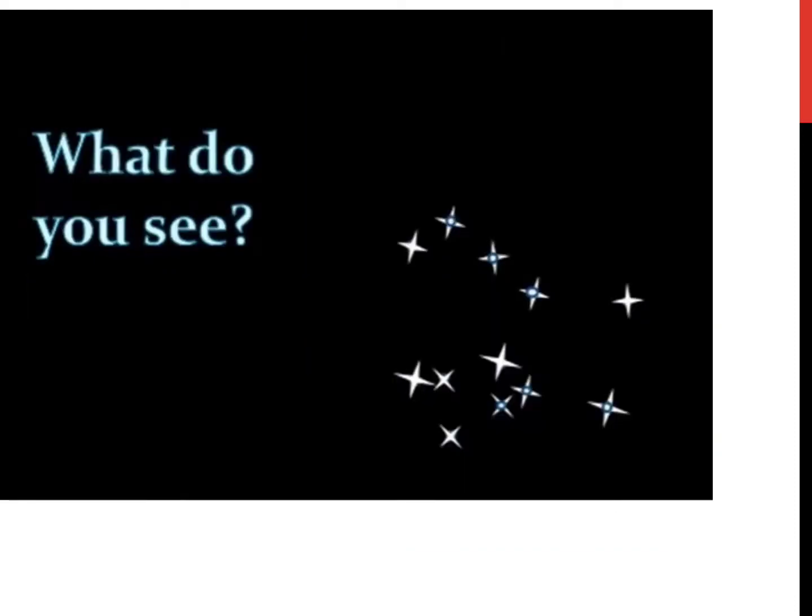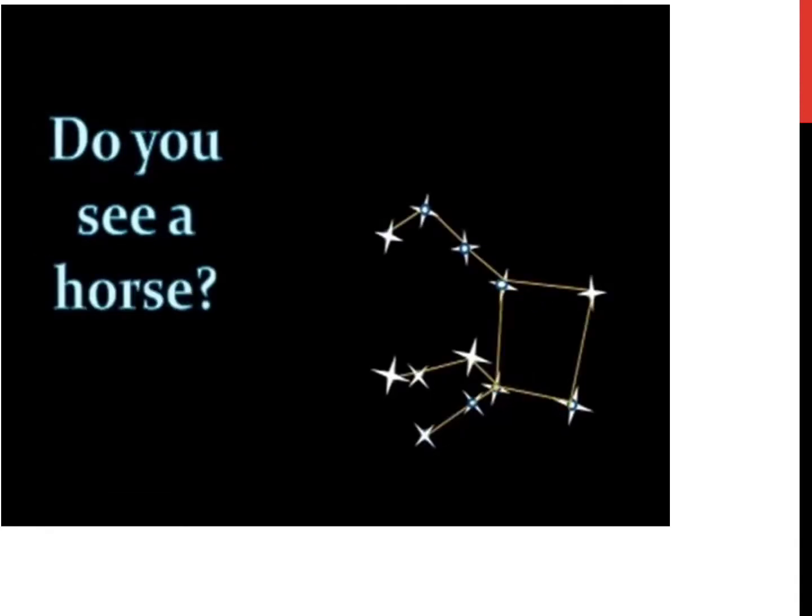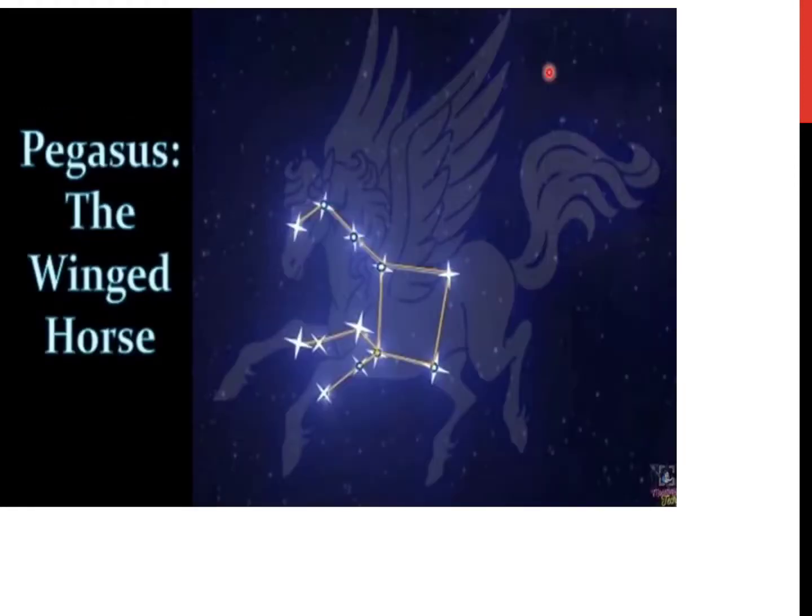How about here? What do you see? Do you see a horse? This one is the winged horse or the Pegasus. If you want to be familiar with the rest of the 88 constellations, you may search the internet and you will find more examples of constellations.